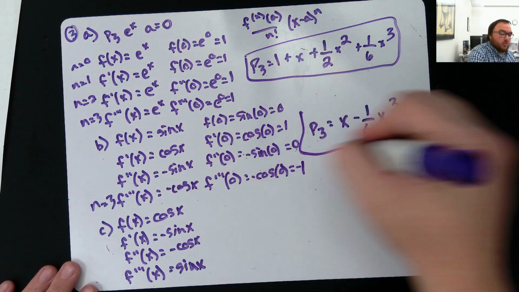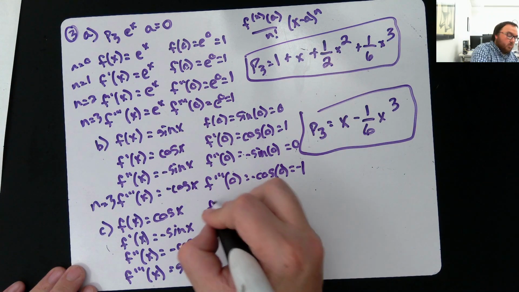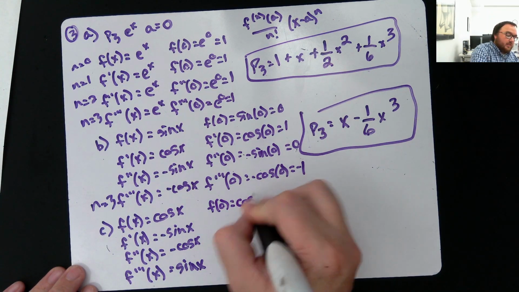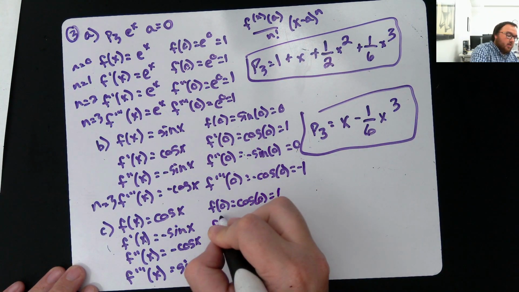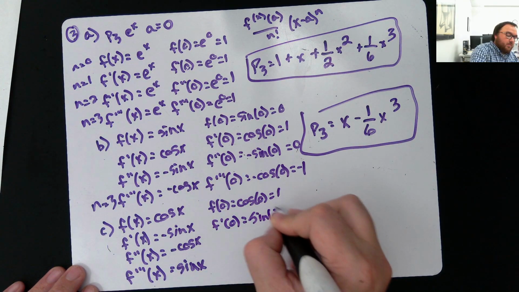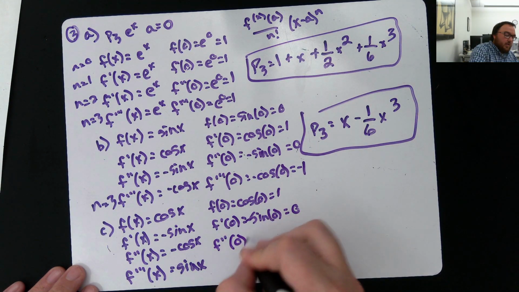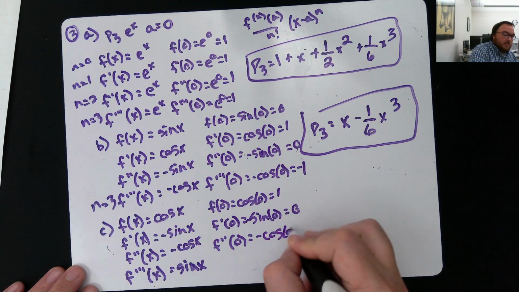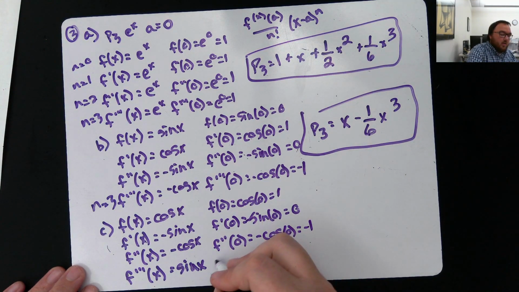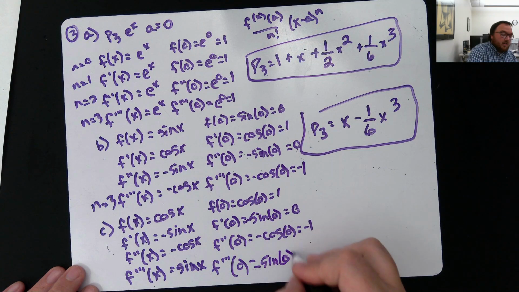So again, I forgot to circle this. So again, plug in 0. Cosine of 0 is 1. Plug in 0 to the derivative. Negative sine of 0 is 0. For the second derivative, negative cosine of 0 is negative 1. For the third derivative, sine of 0 is again 0.